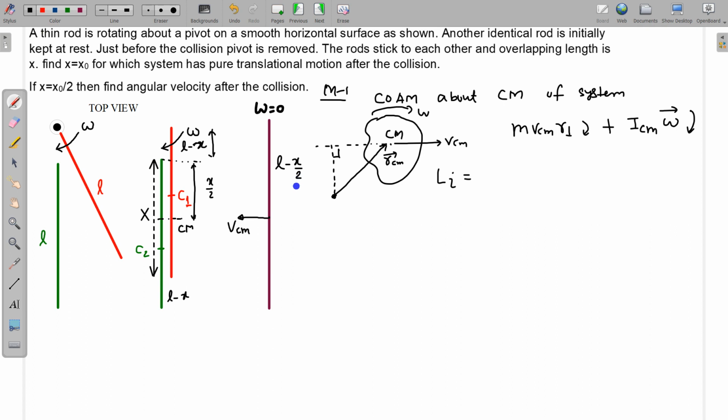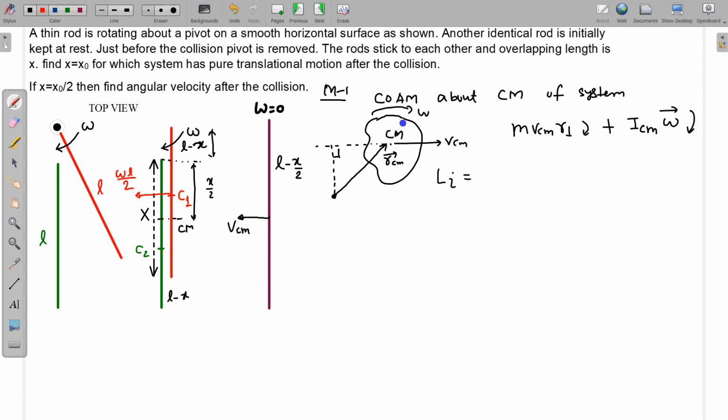So L initial for this red one is only contributed by the red. Let us write in red, and you have to keep in mind these two terms. This point is the center of mass of the whole system, but this is not the center of mass of this red rod. C1 is moving with a velocity of, what velocity is C1 moving? It is moving with velocity of omega L by 2.